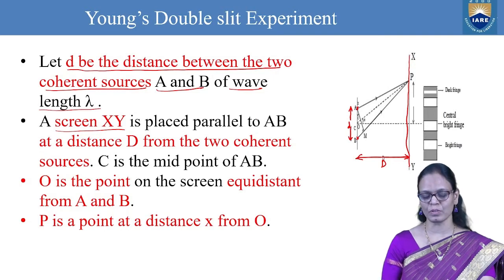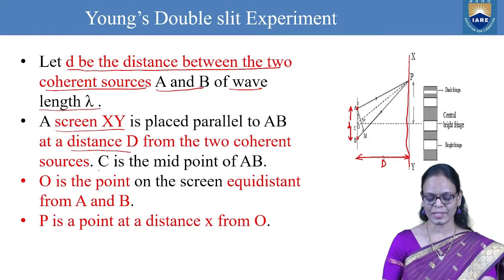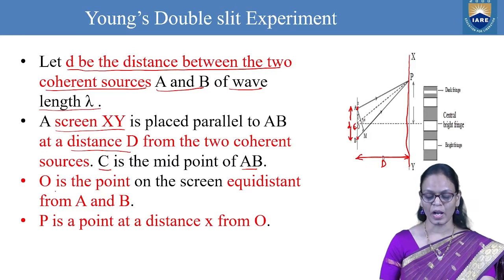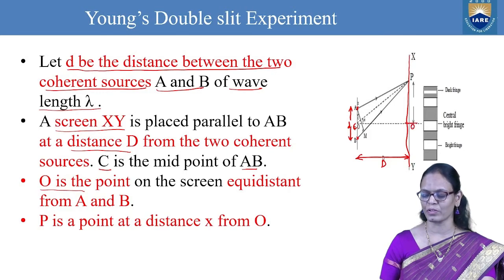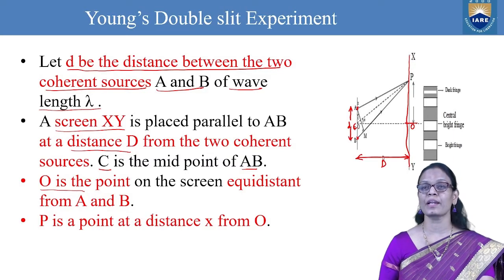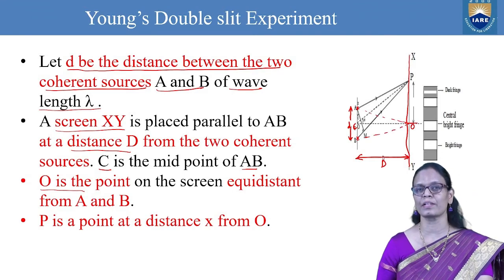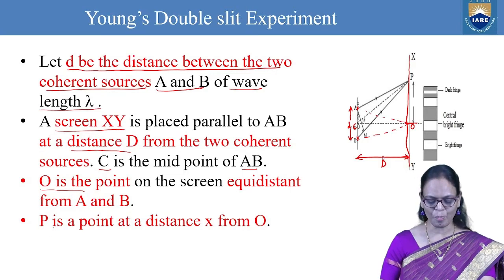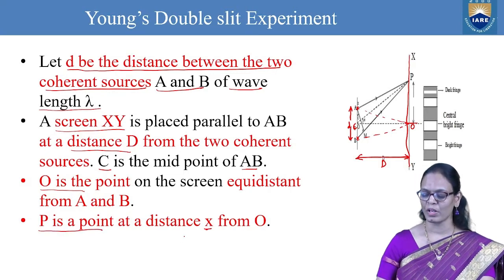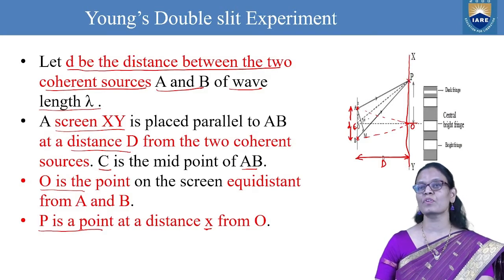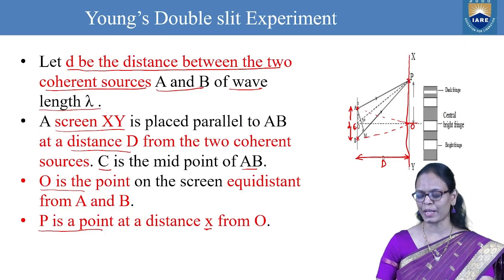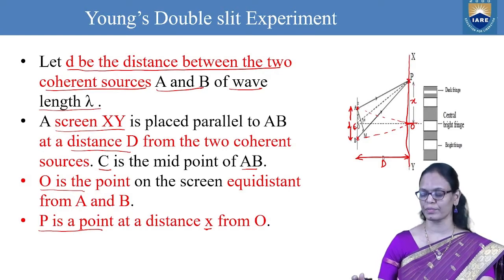So XY is placed parallel to AB at a distance capital D. And C is the midpoint of AB. So of AB, this midpoint we are calling C. And O is the midpoint on the screen. O here is the midpoint on the screen. And this is equidistant from A and B. Means if you take the distance from A and also from B, it is equidistant. That is how we are taking the point O. Now P is a point at a distance x from O. We are considering a point P where waves from the two sources arrive, and this point P is at a distance x from O. This is what we are trying to see in this figure.